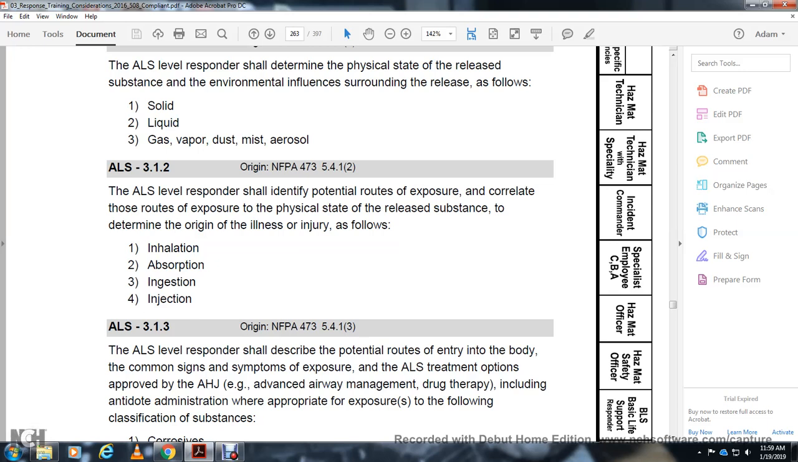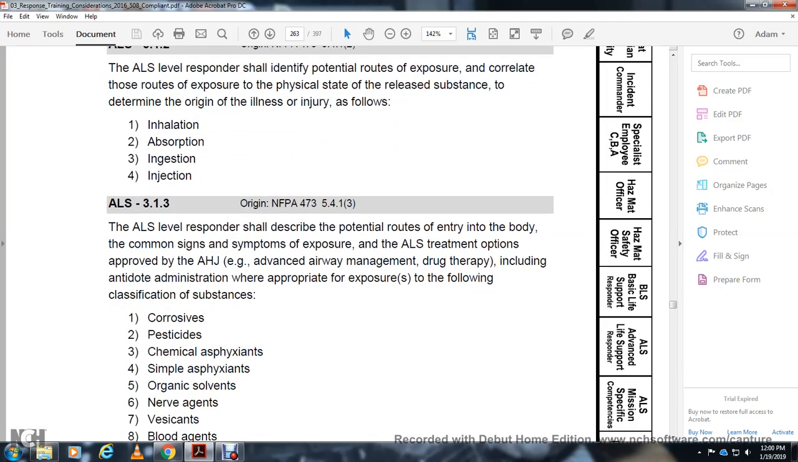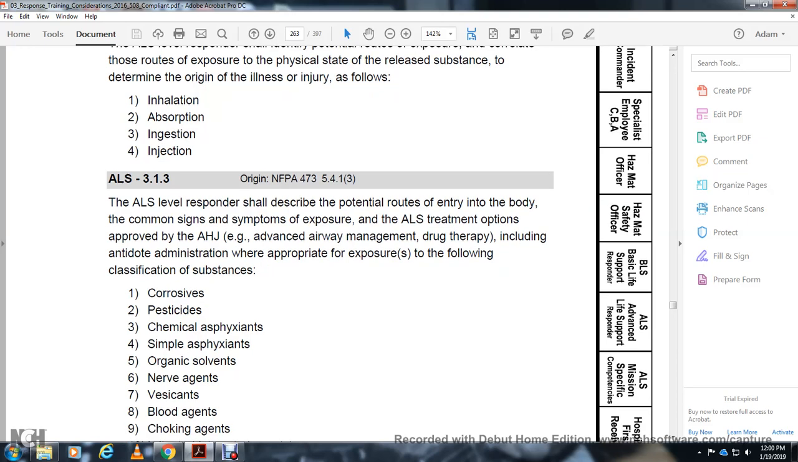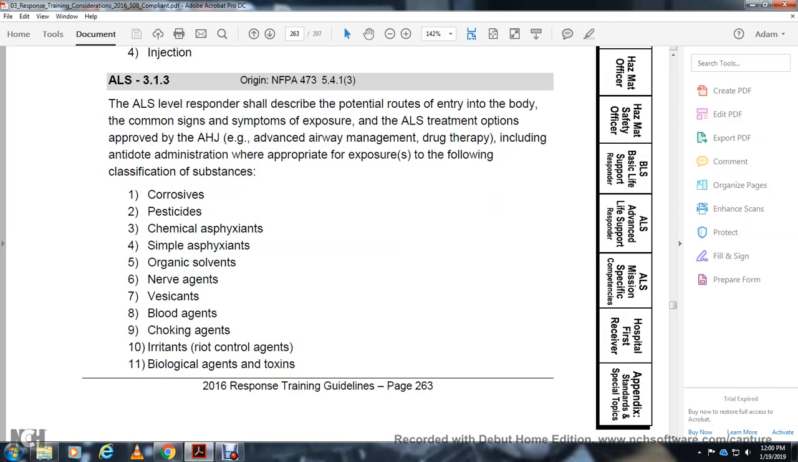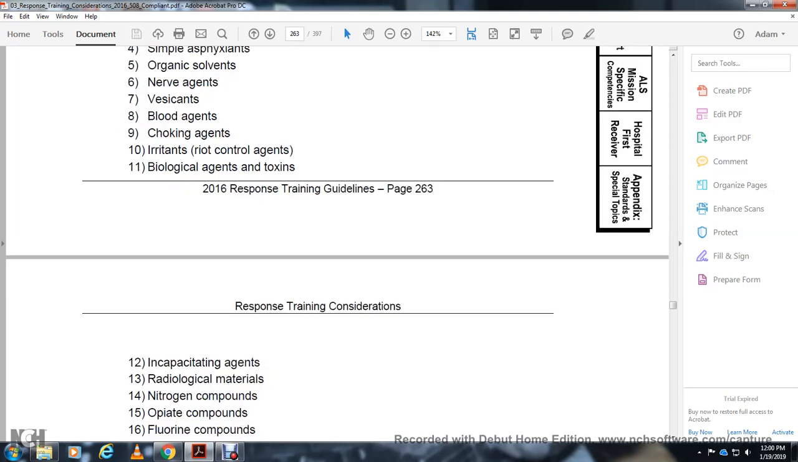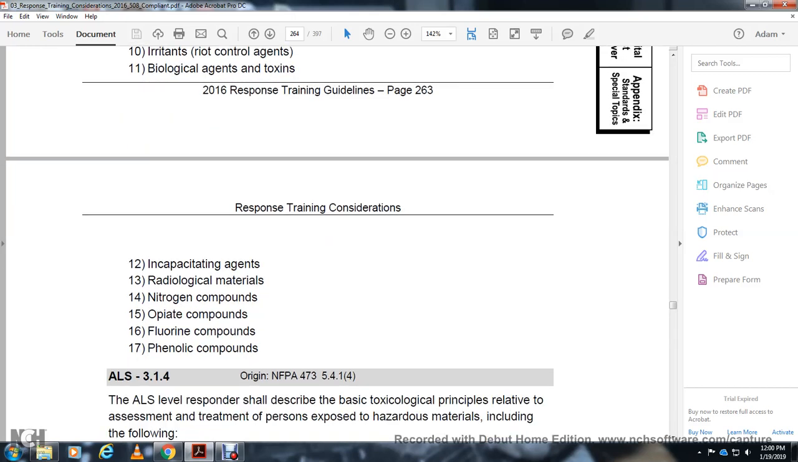The advanced life support level should report to the authority having jurisdiction in advance. Airway management and drug therapy, including antidote administration with appropriate exposure, for the following classifications: corrosives, chemical asphyxiants, simple asphyxiants, organic substances, nerve agents, blood agents, choking agents, irritants, biological agents, toxins, incapacitating agents, radiological materials, nitrogen compounds, opiate compounds, fluorine compounds, and phenolic compounds.